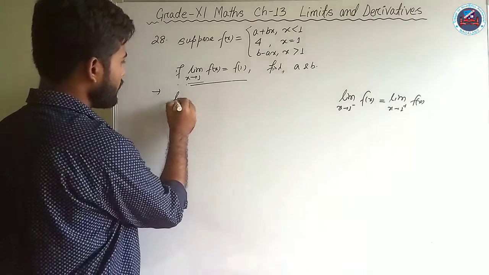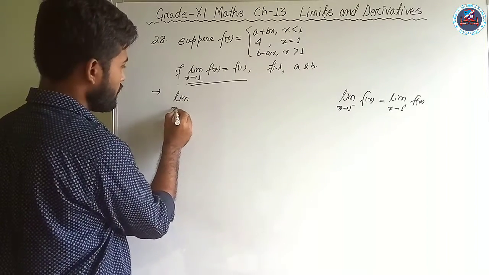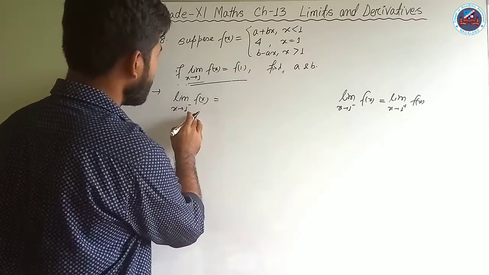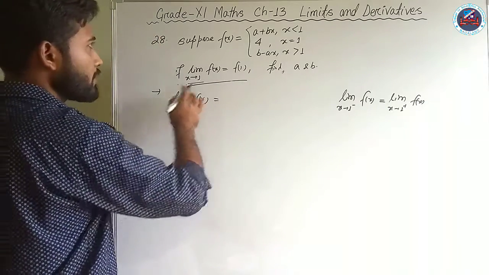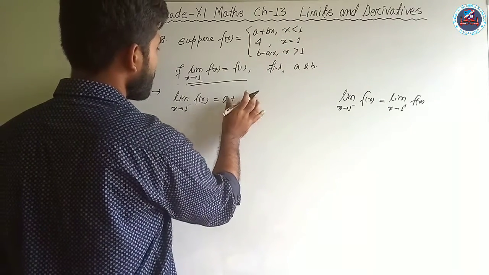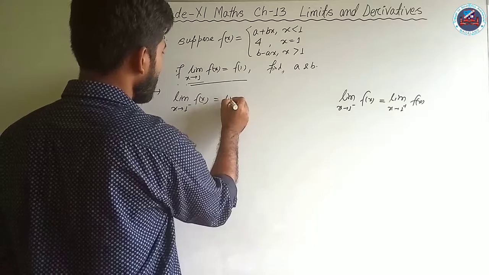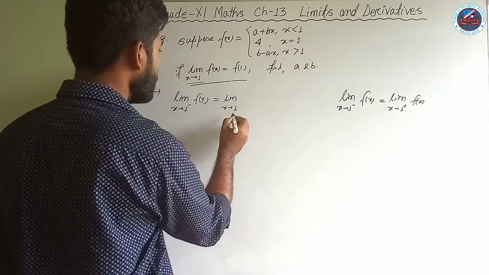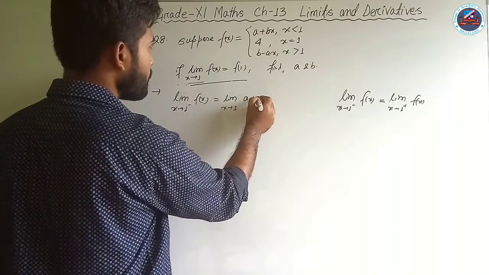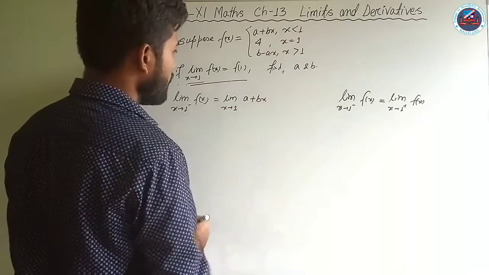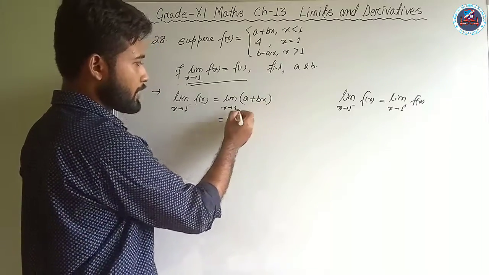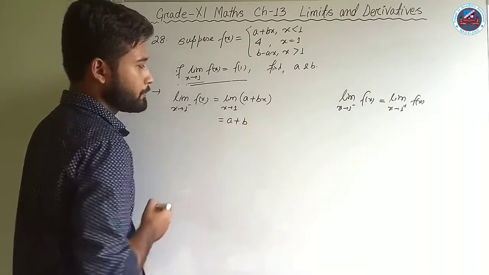What can we write? Let us find the left hand limit first. It is x tends to 1 negative f of x, and when x is less than 1, what function do we have? That will be a plus bx, and what is that equal to? If you replace the x by 1, it will be a plus b.